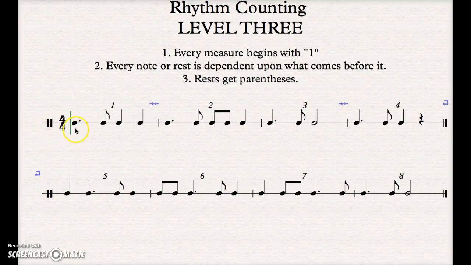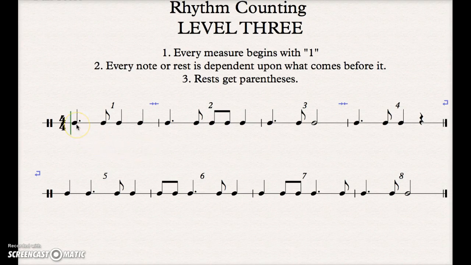Alright folks, here we are with level 3 rhythm counting, and this is where we are dealing with the dotted quarter note. Now you may remember that the dot behind the note adds half the value of the note. So if you have a half note, which is worth 2, you put a dot behind it, and we have a dotted half note. Half of 2 is 1, and that's why the dotted half note gets 3.